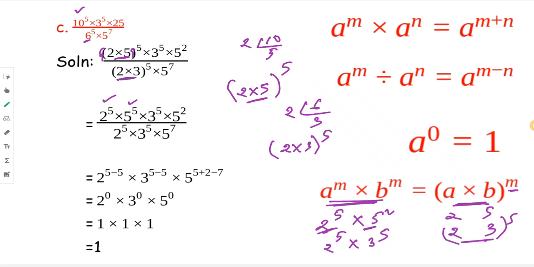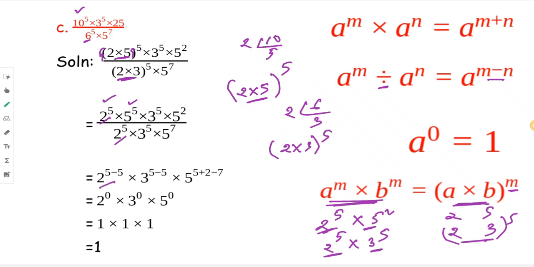Same thing, I'll open the bracket, so I'll get what? 2 to the power 5 into 3 to the power 5. Clear? So once we're done with the 2 to the power 5 divided by 2 to the power 5, if there is division, I'll subtract the powers, right? So you can see here 2 to the power 5 minus 5.